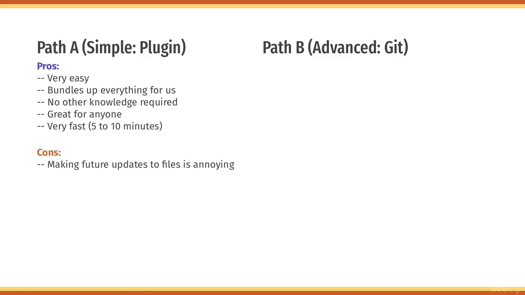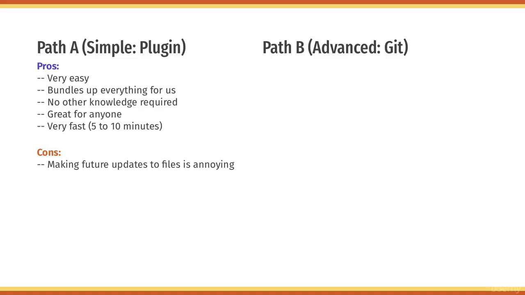Okay, now let's describe path B as well as its pros and cons. So path B is a bit more advanced, and it takes advantage of the Git version control system. Now, we are not going to learn Git itself in this course, because that's completely outside of our scope. That would be a course in and of itself.